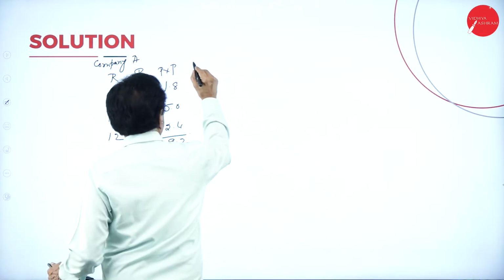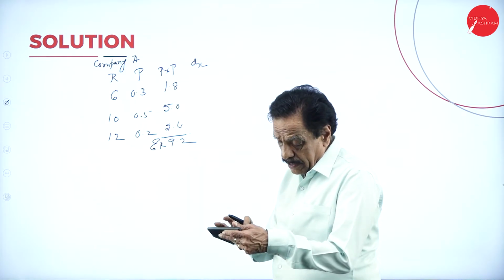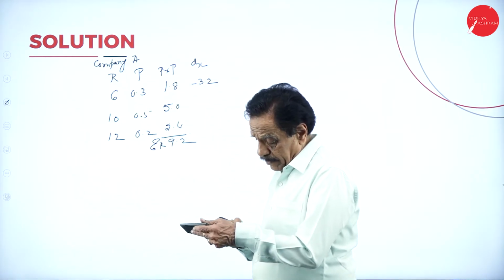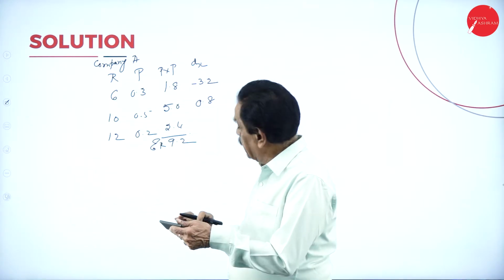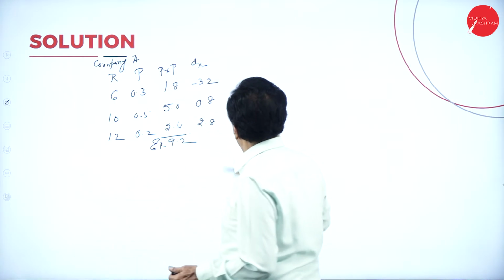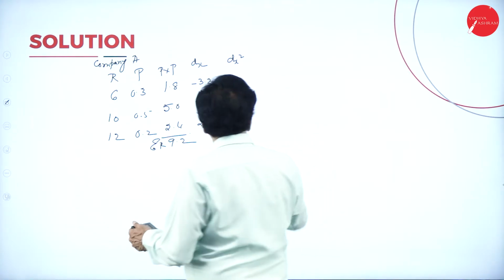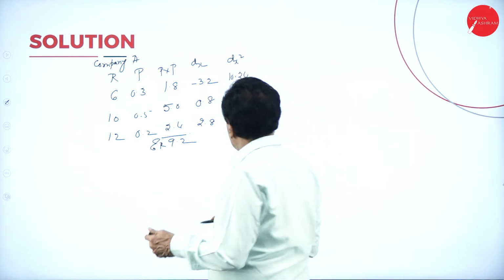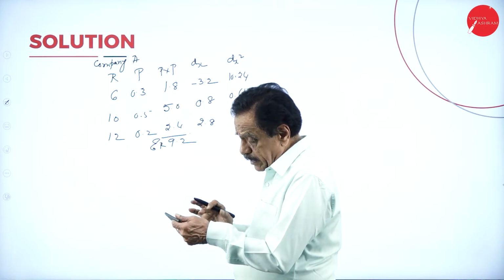So take the deviation dx. 6 minus 9.2 is minus 3.2, 10 minus 9.2 is 0.8, 12 minus 9.2 is 2.8. Then dx square, the square of this: 3.2 into 3.2 is 10.24, 0.8 into 0.8 is 0.64, 2.8 into 2.8 is 7.84.